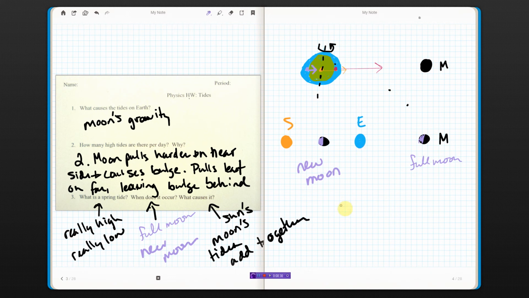Spring tides are good for if you want to get something up high on the beach, because that's when you're going to be highest, and then it won't come up that high again for a while.